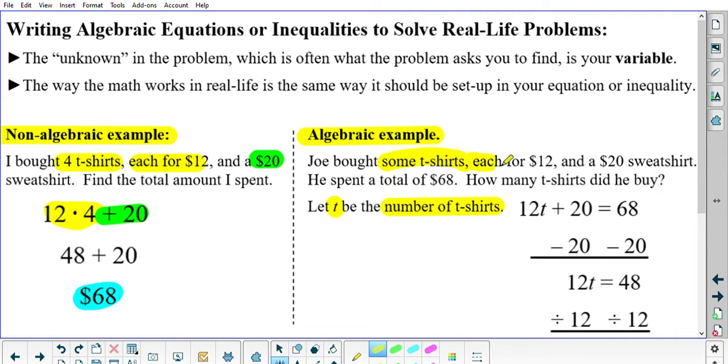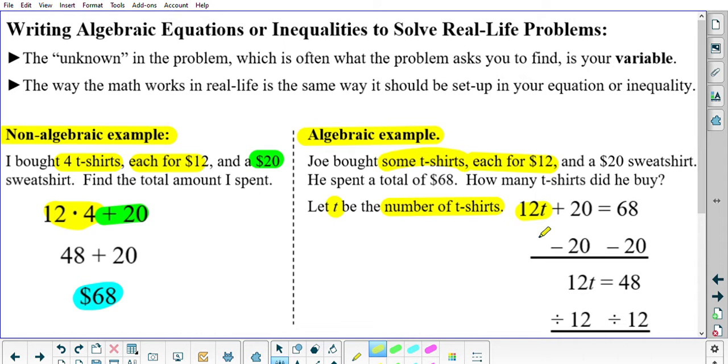But again, they're each for $12. Do you remember how we took 12 times 4 when there were 4 t-shirts? Well, then over here, we're going to take 12 times T. It's the same idea. It's the same way that the math works in real life when there wasn't any algebra involved. So please do not think that algebra is brand new math. It's not. It's the same kind of math that you had in elementary school, except now there's something that used to be a known number that now is an unknown number.